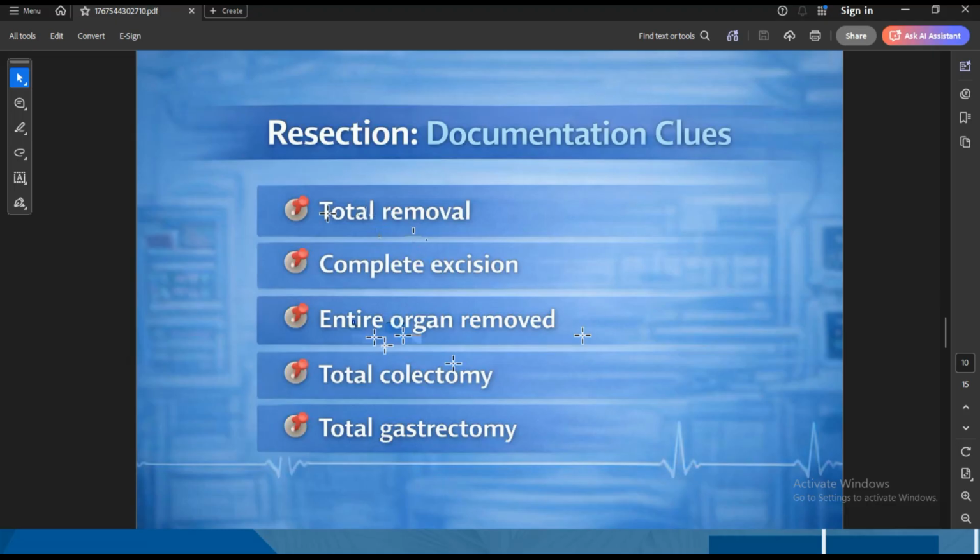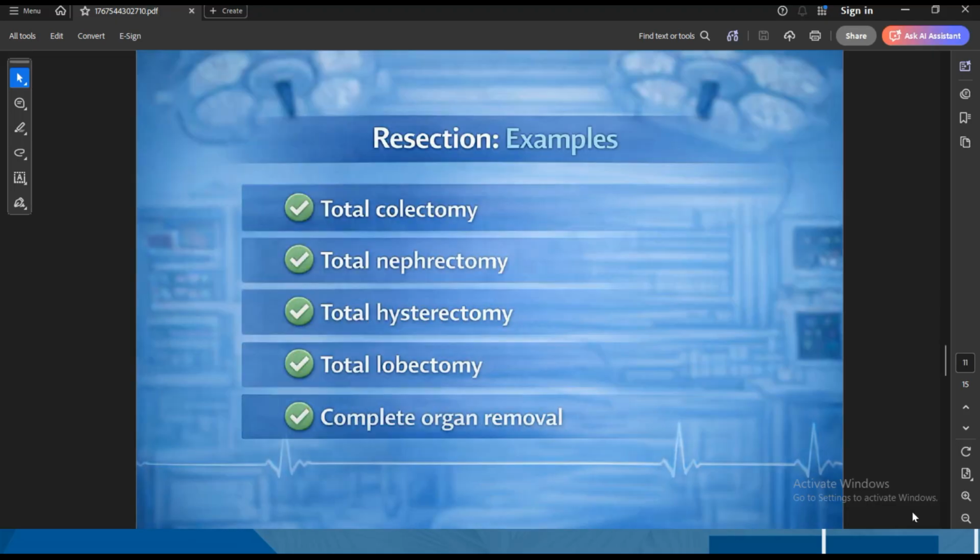So what are the examples for resection? Total colectomy. So here the physician will remove the complete colon. Next, total nephrectomy. So the physician will remove the complete kidney. Next, total hysterectomy. So here the physician will remove the complete uterus. Next, total lobectomy. So most of the time we will see lobectomy in the lungs. So total lobectomy means removal of the complete lobe of the lung. Next, complete organ removal. Irrespective of the location, if we see complete organ removal, you can use the resection root operation.